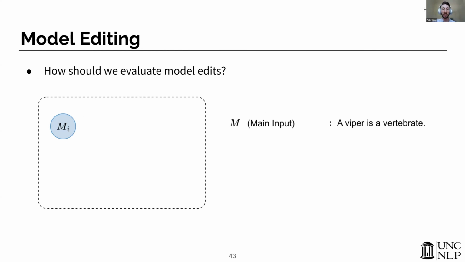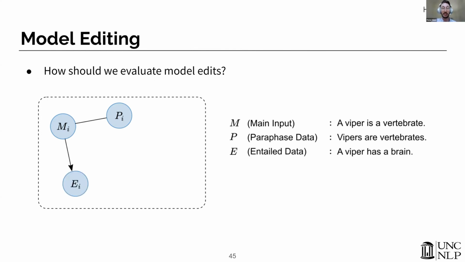Okay, so what are the kinds of cases we're going to be interested in once we edit the model to say this is a true fact? Previously we had this kind of paraphrase data. As long as they're saying the same fact, just in a slightly different way, you want the model to say, okay, yeah, this is also true.